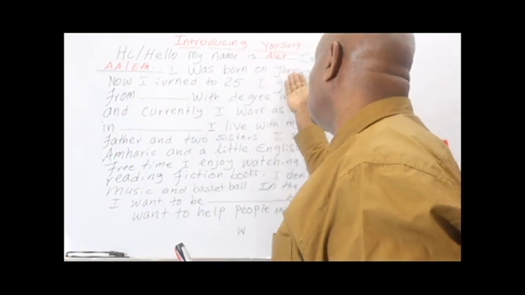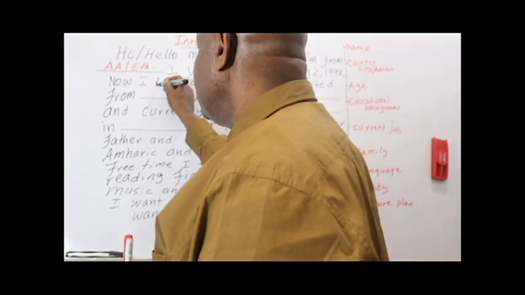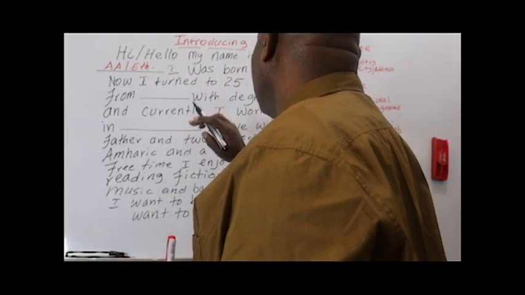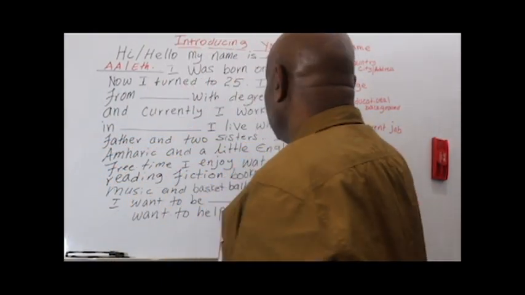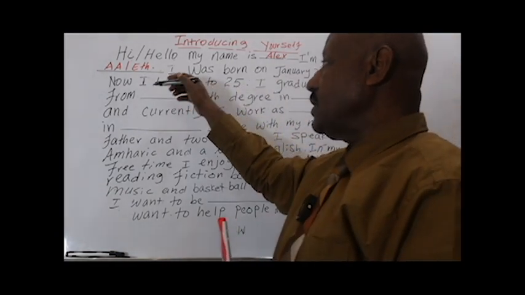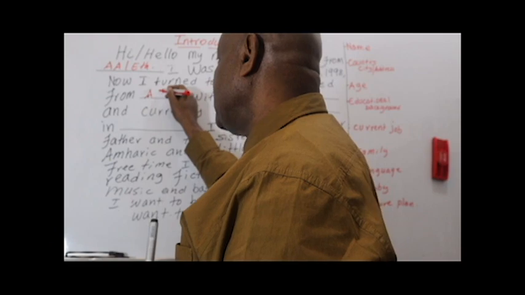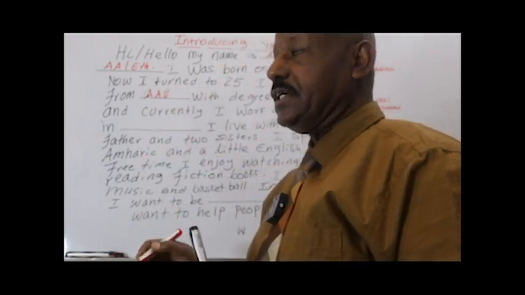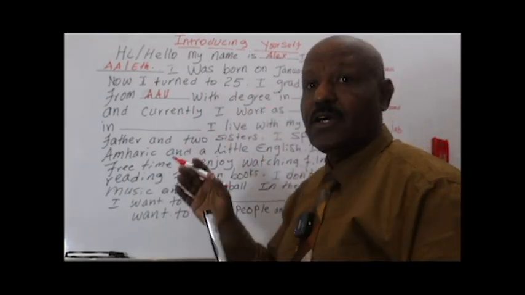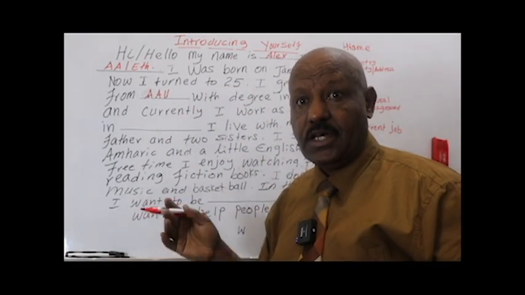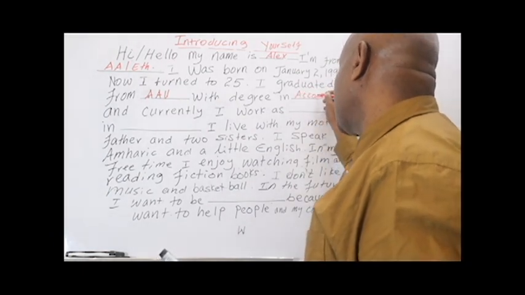Then, I was born in January 2, 1998. And now I turned 25. So this is about your age. And about your educational background, I graduated from... you can mention one university here, let's say maybe Addis Ababa University. So I graduated from Addis Ababa University with a degree in... what is your major? Okay, you can say, in accounting.